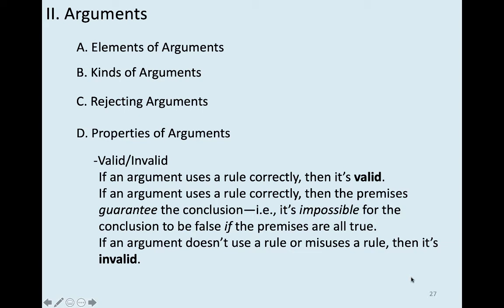When an argument is valid, if you want to reject the conclusion, the only route you can go is to reject a premise, because you just can't reject the inference, because the inference is such that the premises guarantee the conclusion. Whereas if an argument is invalid, you can reject the conclusion even if you accept the premises by saying the conclusion doesn't follow, because there's a gap between the premises and the conclusion.